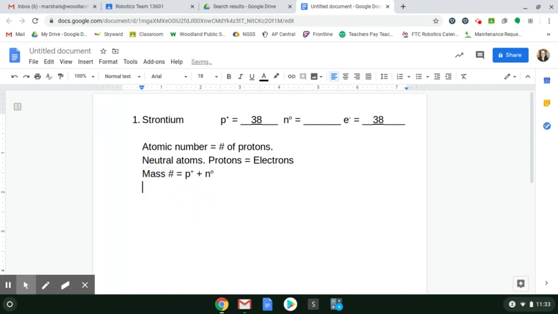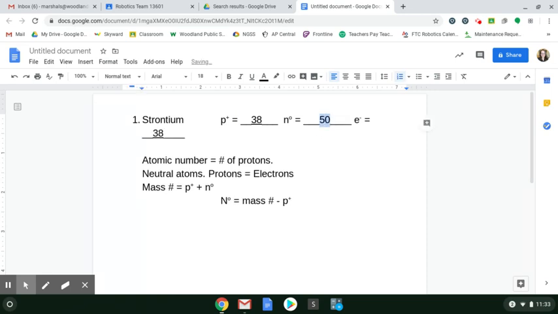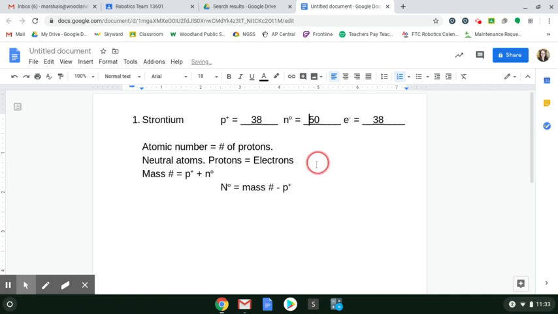Now I know my mass number, and I know my number of protons. I need to manipulate my equation a little bit. And what this is going to look like is that my neutrons are equal to my mass number minus my protons. In this case, we already said our mass number is 88. We know that the number of protons is 38. So I know that my number of neutrons is equal to 50. Okay, so this was just how to solve these three things up here. You've had a lot of practice with figuring this out already.